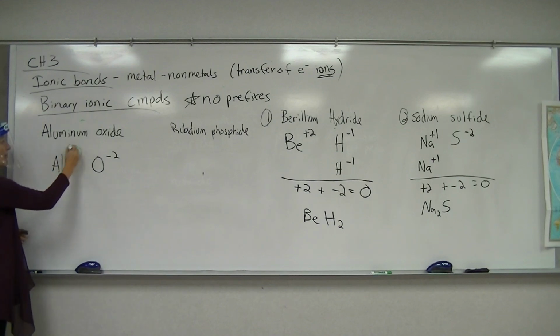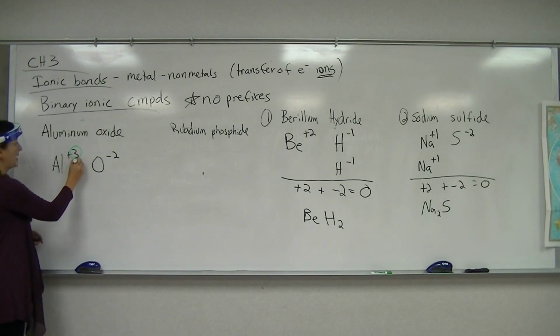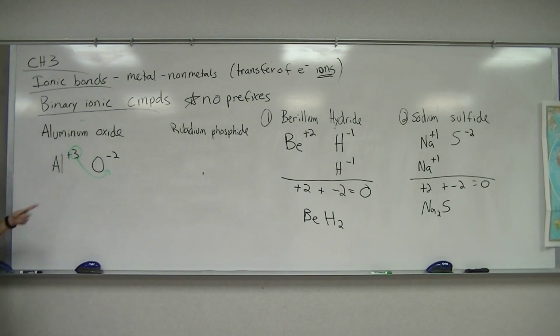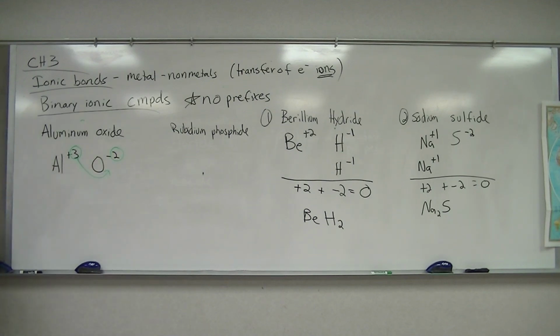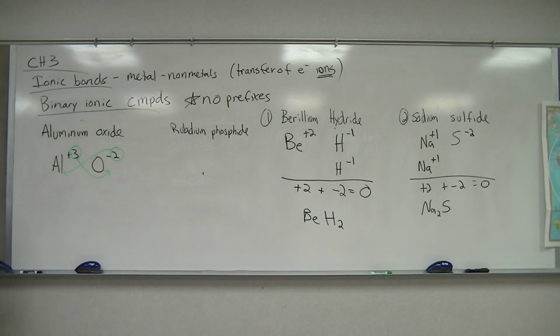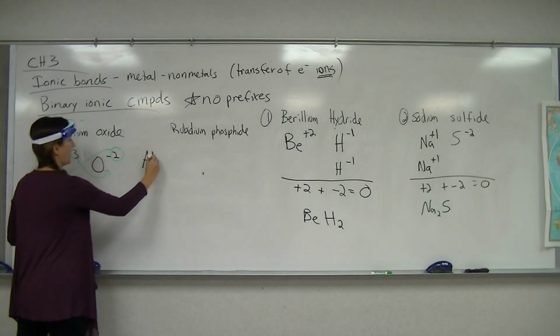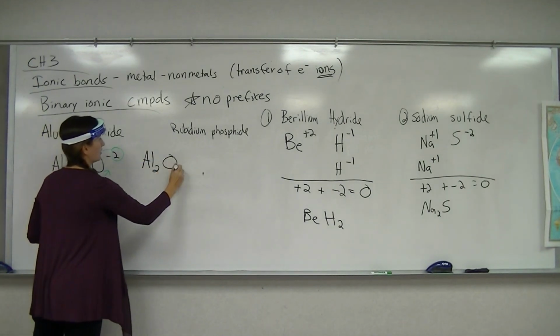It's where you take the number of the charge, so I'm not going to take the plus sign, but just the number, and make it a subscript on the opposite element. So I'm going to put 3 oxygens is what I'm saying. Now I'm going to take the charge on the oxygen, just the number, not the negative sign, and that's going to become a subscript on the aluminum. So I'm saying I need 3 oxygens and 2 aluminums. So this gives me Al2 and then O3.